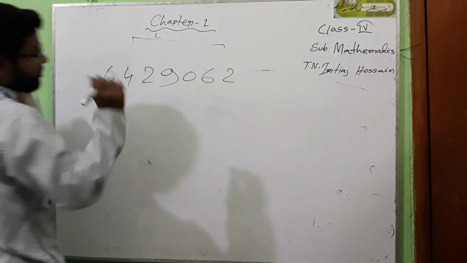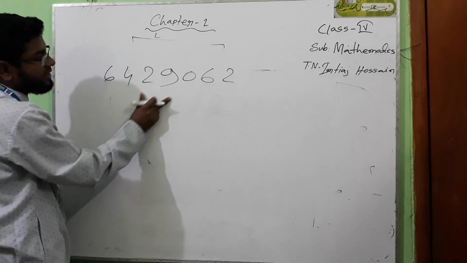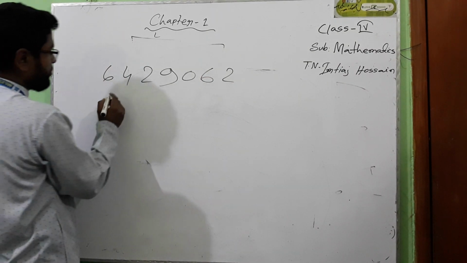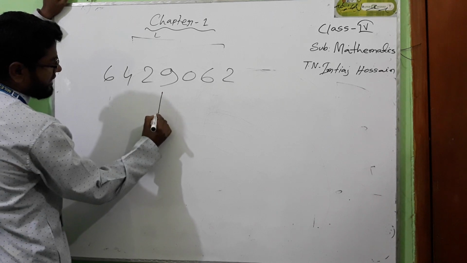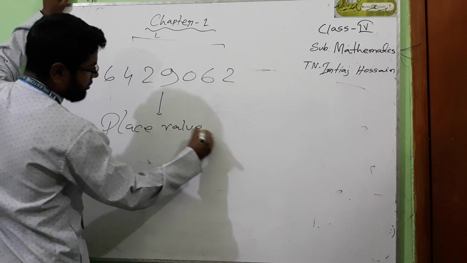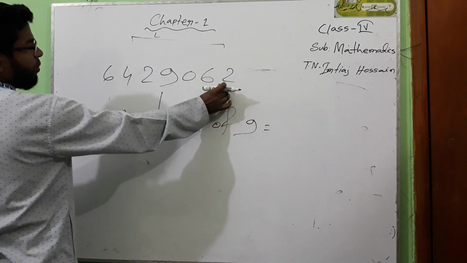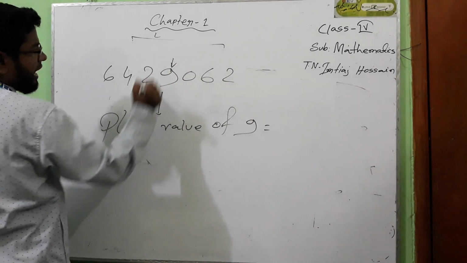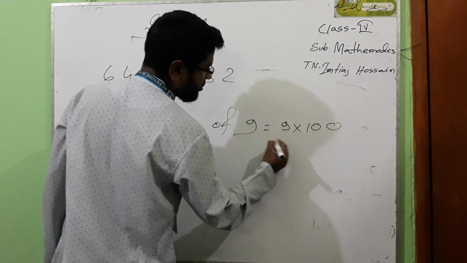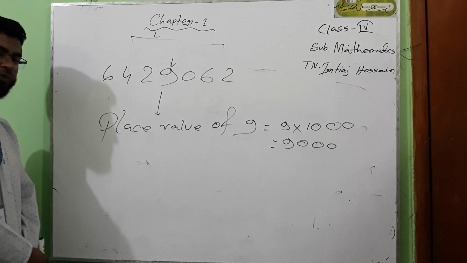6429062. Look, what is this number? 64,29,062. Done. So now, the place value. The place value of this 9. What is the place value of 9? Look. 1, 10, 100, 1000. How many 1000? It is 9 into 1000 column. So it is 9000. Like this way we can find out the place value.